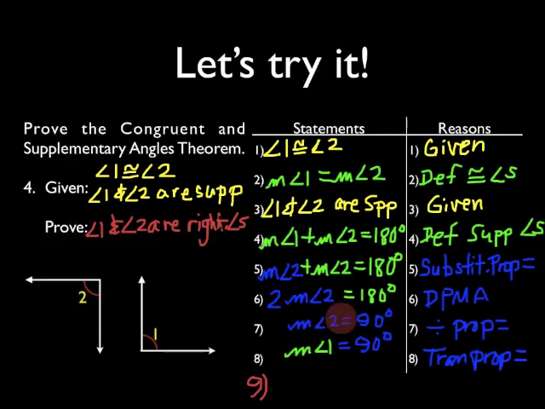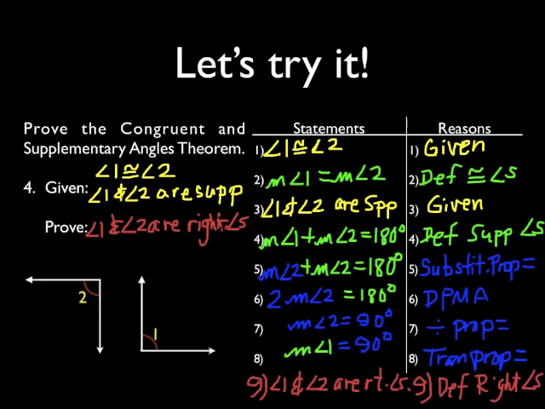Notice what we have here in steps 7 and 8. What kind of angles have measures of 90 degrees? You guessed it, right angles. So therefore, angles 1 and 2 are right angles. And what told us that? That's the definition of right angles. Yes, this proof had quite a few steps to it, but none of the steps were extremely difficult if you know your properties and your definitions.